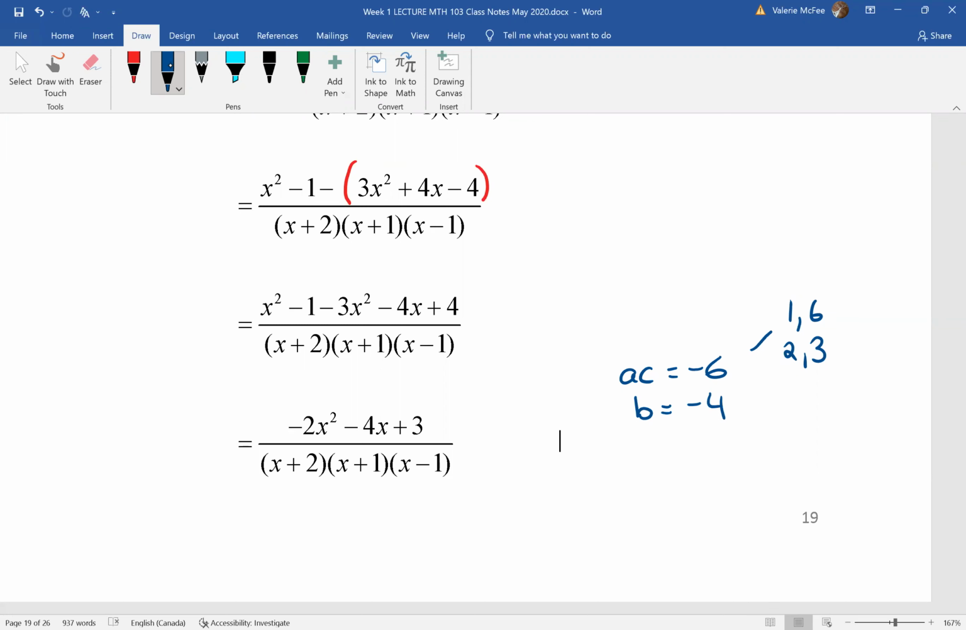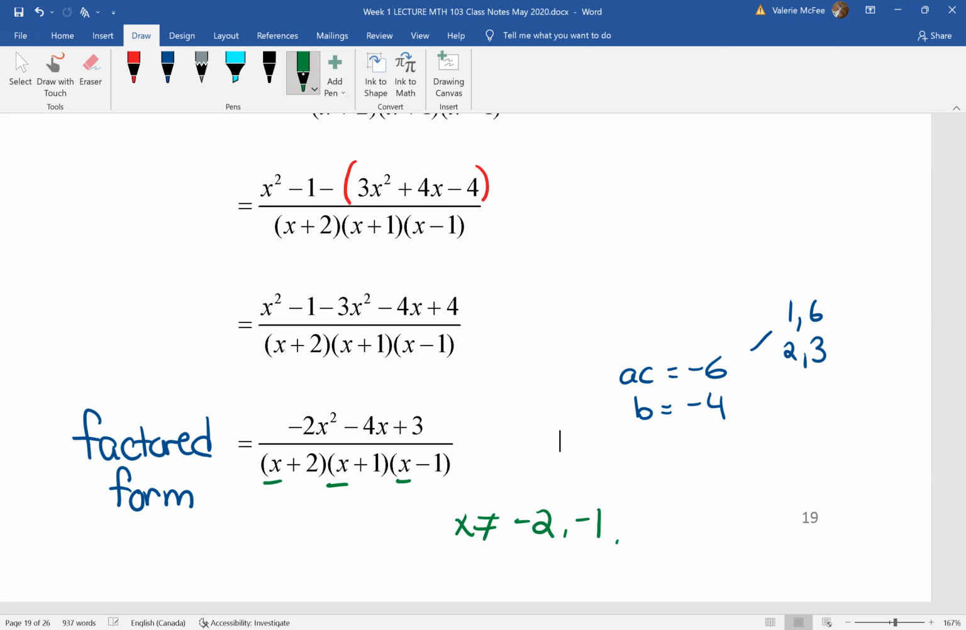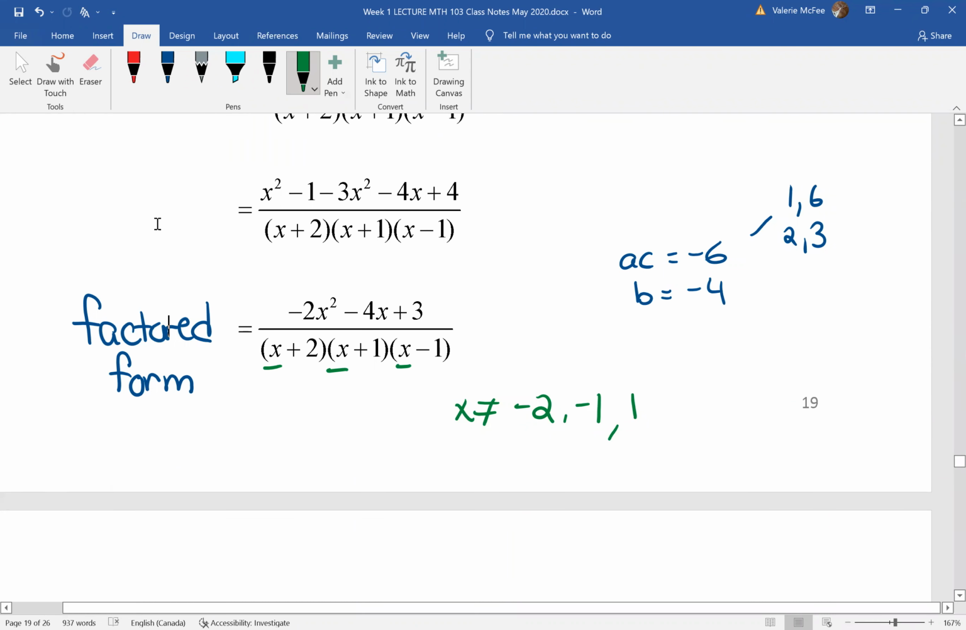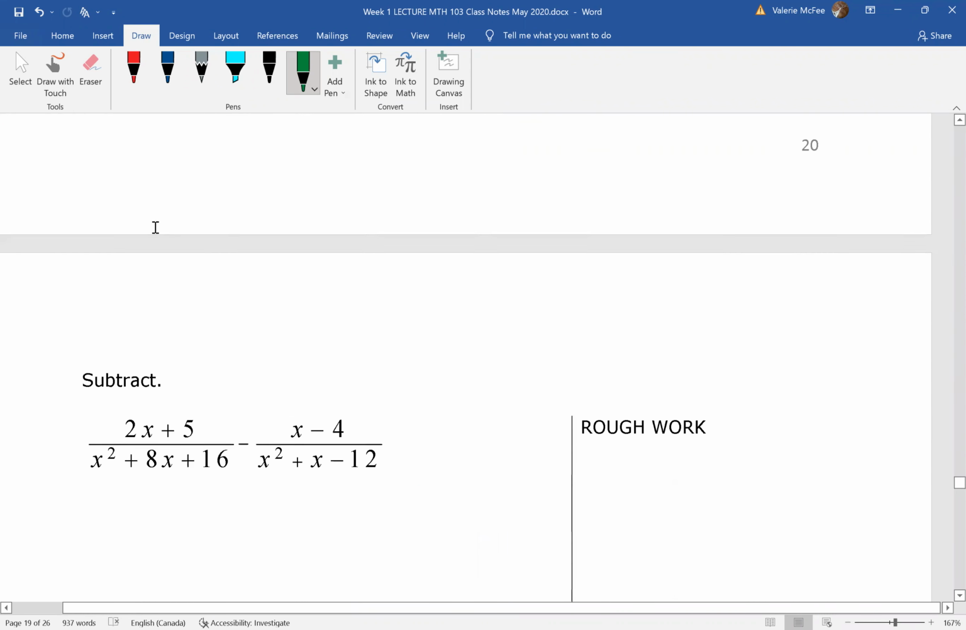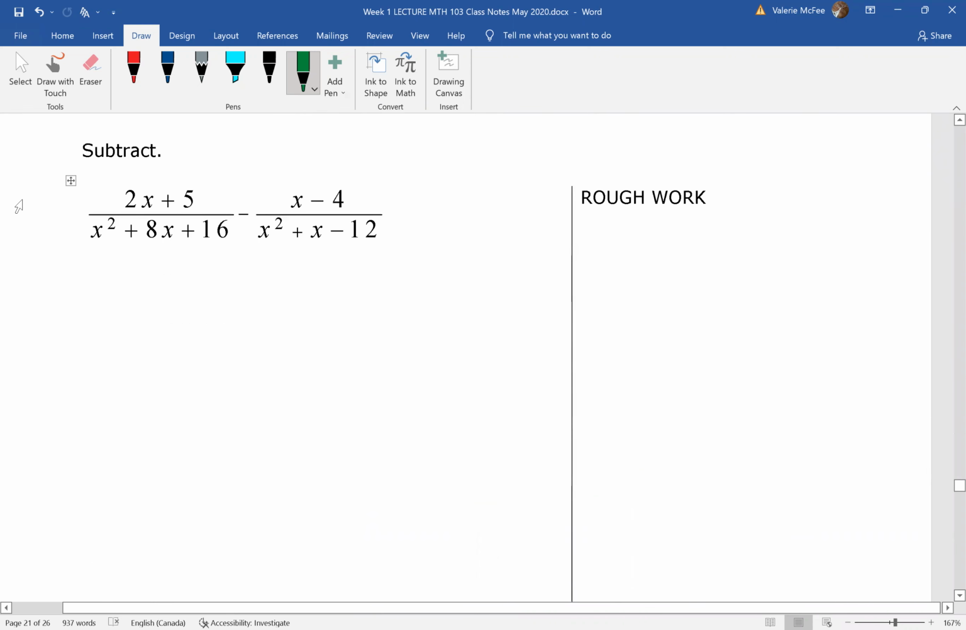And this, of course, is your answer in factored form, which is usually where Pearson would allow this sort of question to stop. Our restrictions are simply the values of x in the denominator. So we see that x cannot equal negative 2, negative 1, or positive 1. There's one more question here for you to try. I'll let you work on that yourself.